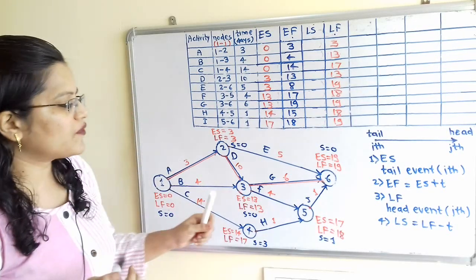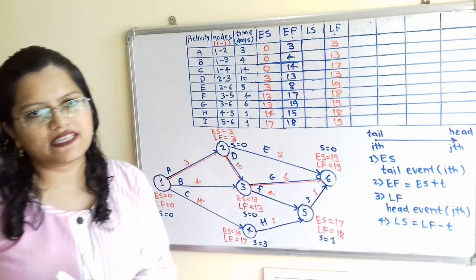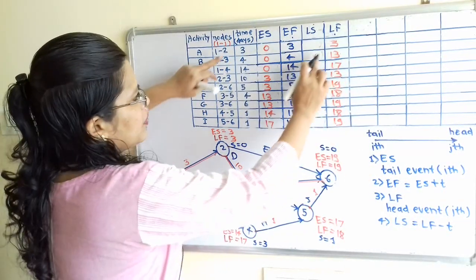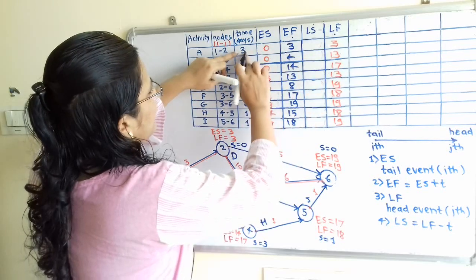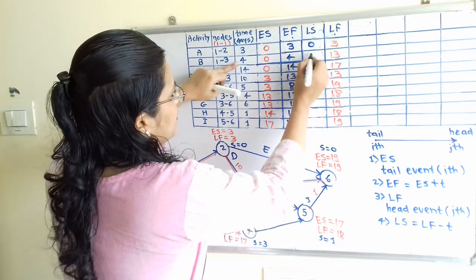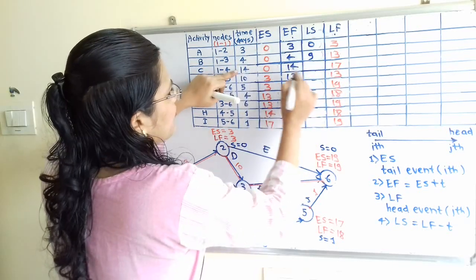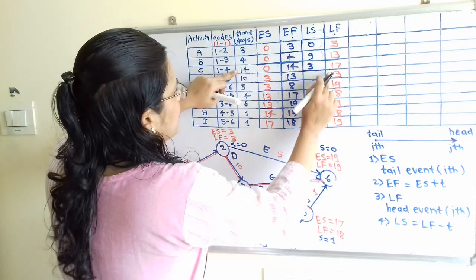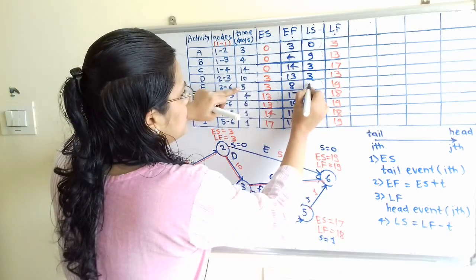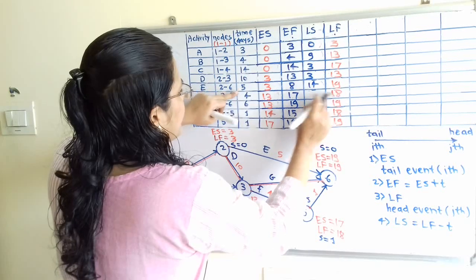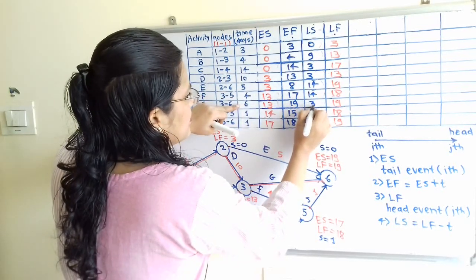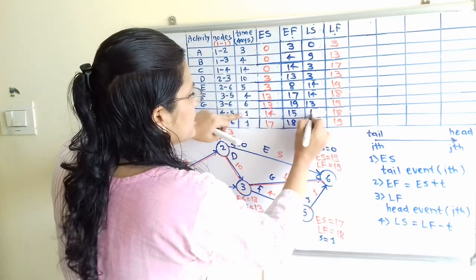So these values we have taken from the diagram that we have calculated. Now next we will calculate LS, the latest start time. How to calculate? That is LF minus T. So here LF 3 minus 3 is 0. Then 13 minus 4, that is 9. 17 minus 14 is 3. 13 minus 10 is 3. 19 minus 5, that is 14. Then 18 minus 4 is 14. 19 minus 6 is 13. 18 minus 1 is 17.